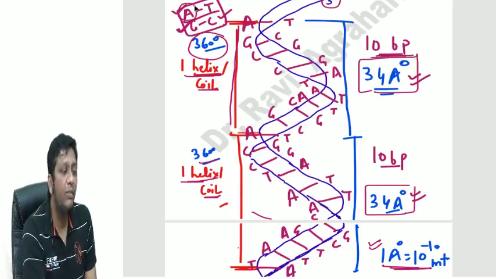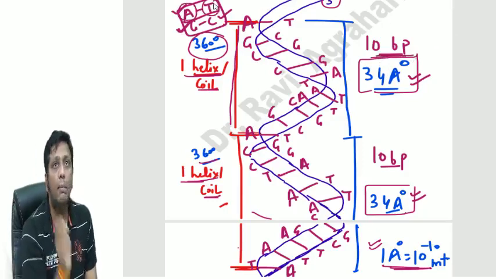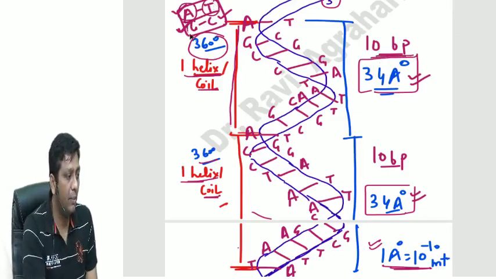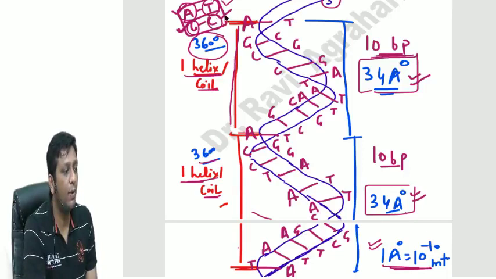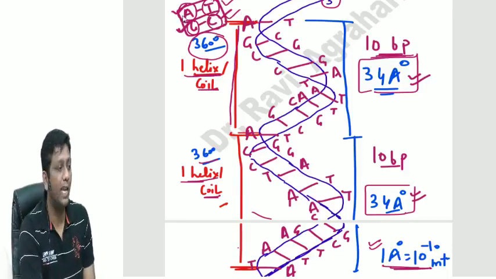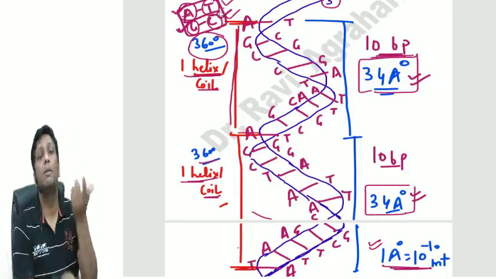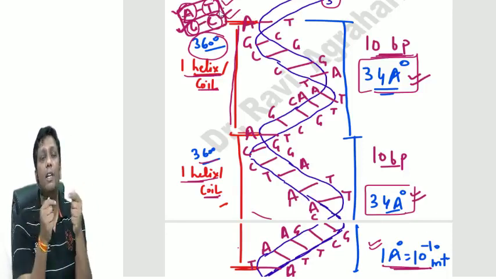A is a base. A joined with T becomes a base pair. G is a base. G binding with C becomes a base pair. So here there is an AT base pair and a GC base pair. When A binds with T, it becomes a base pair. When G binds with C, it becomes a base pair.